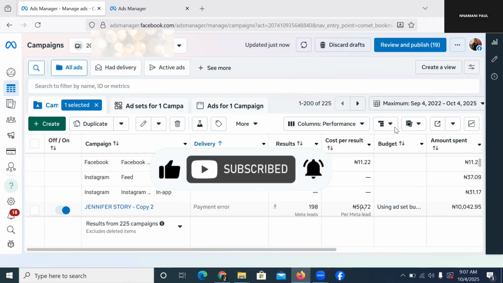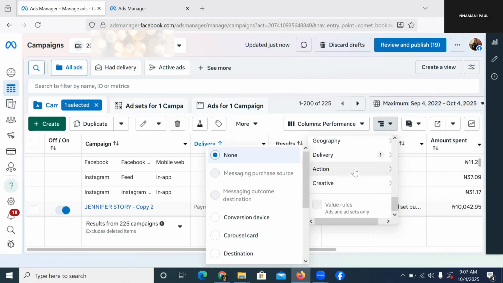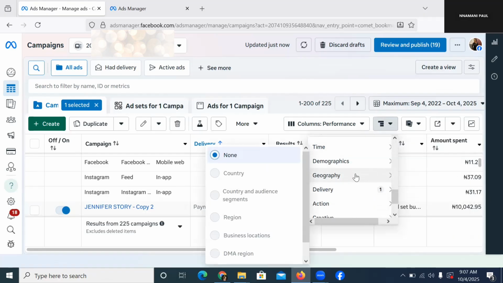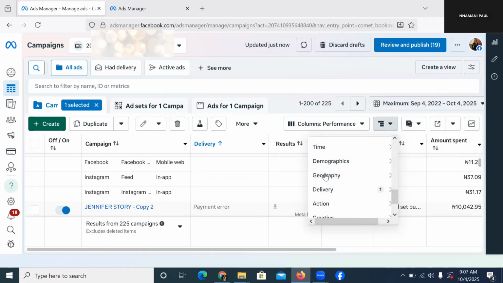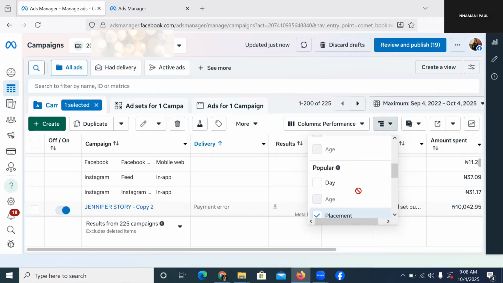Now, you can spend some time here and just break things down. You can break down by age. You can actually break down by other things here. You can break down by time. You want to know which time of the day your advert performs best. Anything you tell Facebook to do here is going to show it to you. Then you can take some time and analyze it, and you will be able to understand what is happening with your advert.